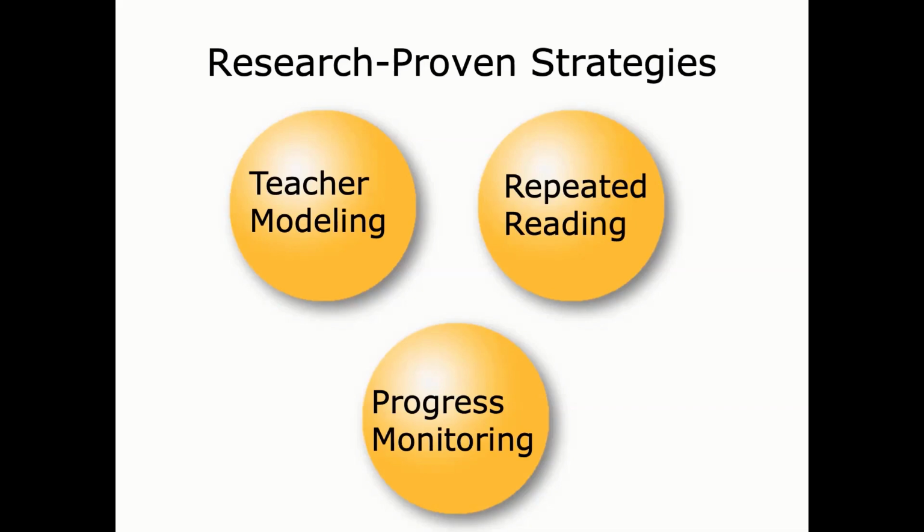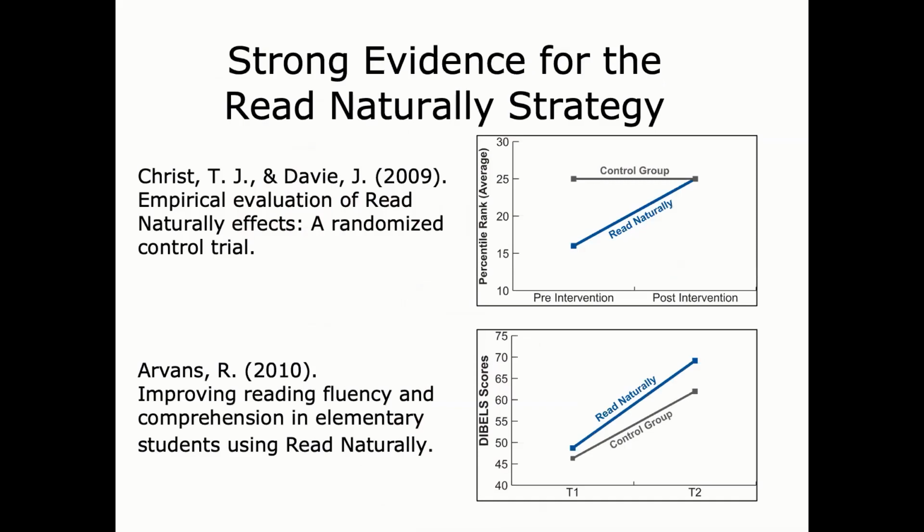The student receives visual feedback on how much improvement was made by working on the story. Over time, a student should show gradual improvement in both the cold and hot scores. Combining these 3 strategies in this way can have dramatic results for your developing and struggling readers. There's strong evidence for the Read Naturally strategy. You can find more information about the strategy and the research studies behind it on our website.